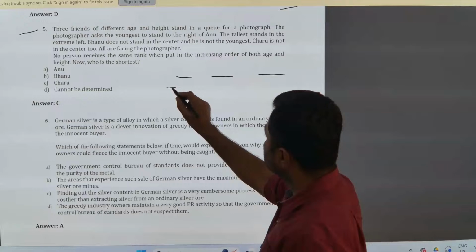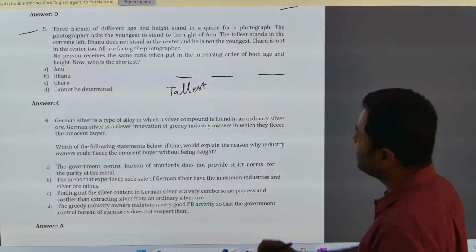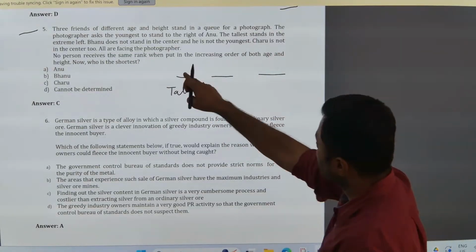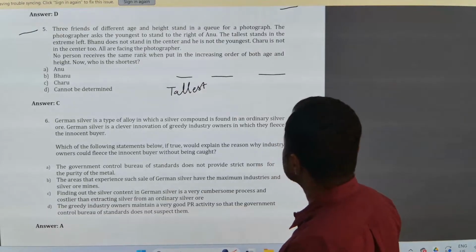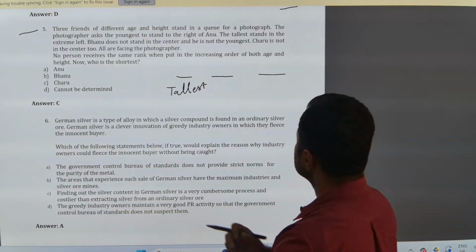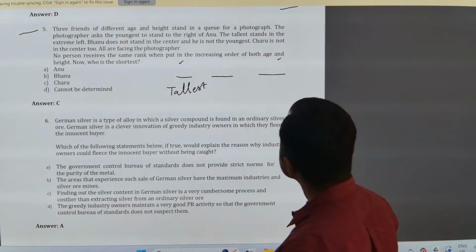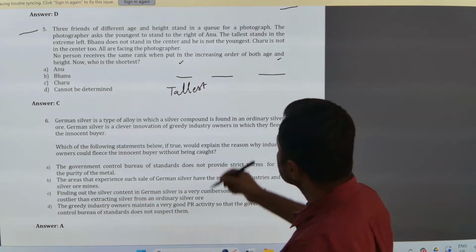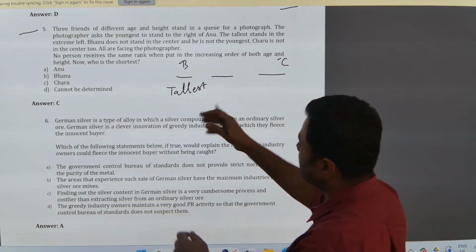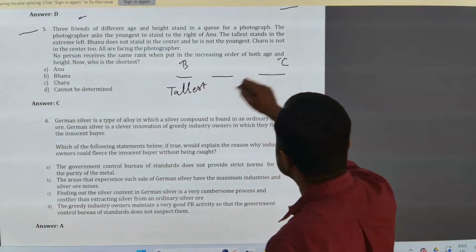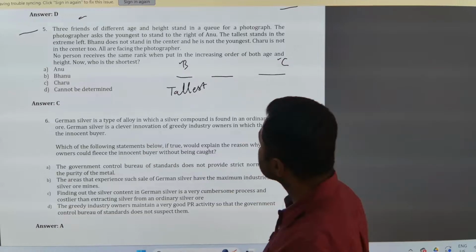So here we have the tallest person. We don't know the name of that person, but we know that the person standing at this position is the tallest. Bhanu does not stand in the center and he is not the youngest. So Bhanu is not in the center and he is not the youngest. So Bhanu must be either here or here. Charu is not in the center also. So Bhanu and Charu both are not in the center. There are only three friends, so Bhanu and Charu must be on the two extremes, right? All are facing the photographer.